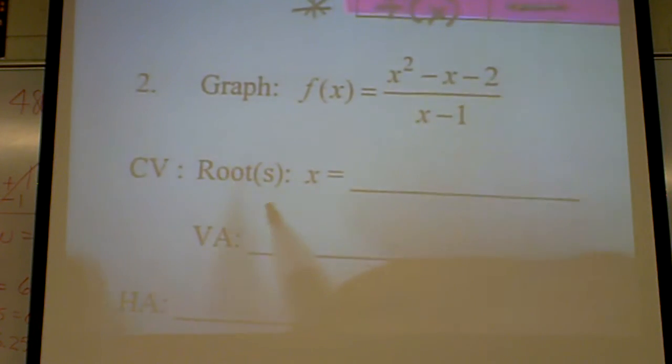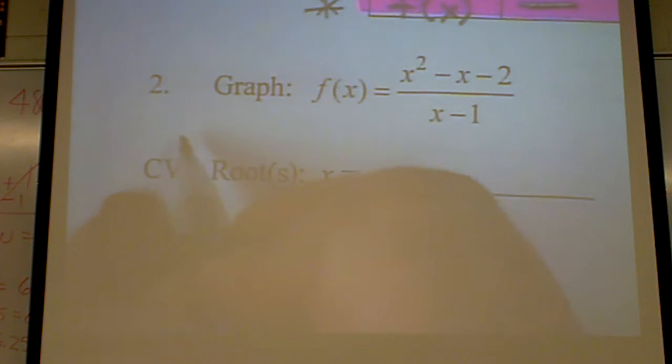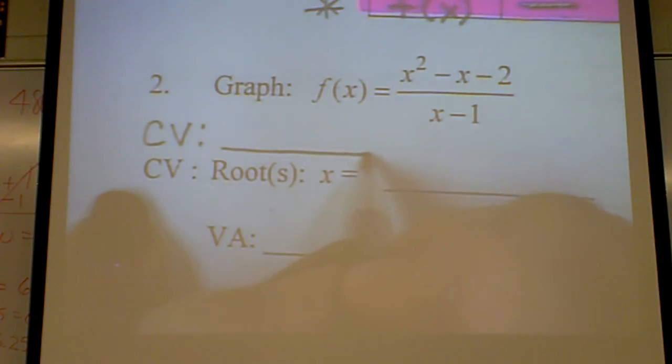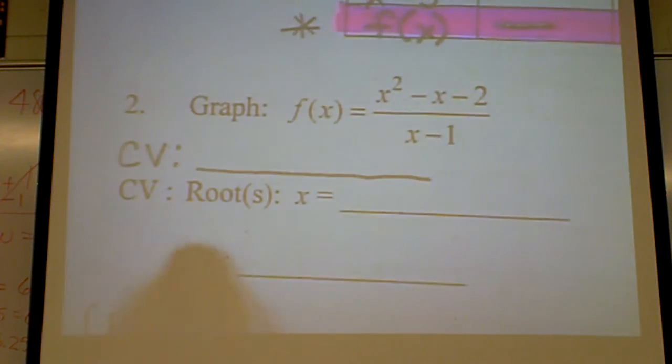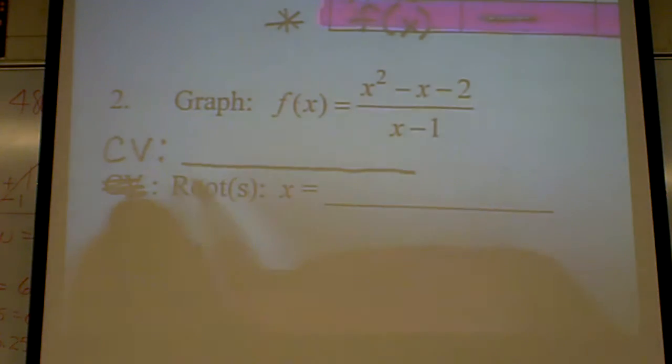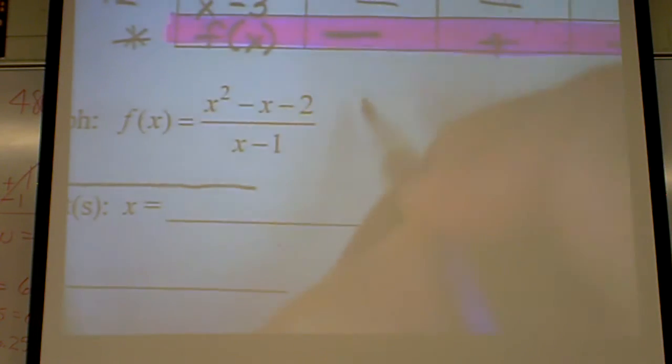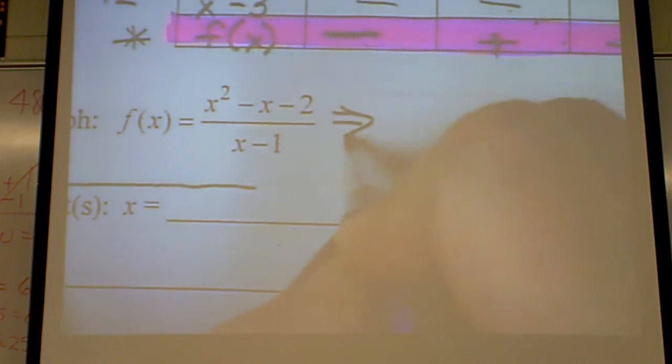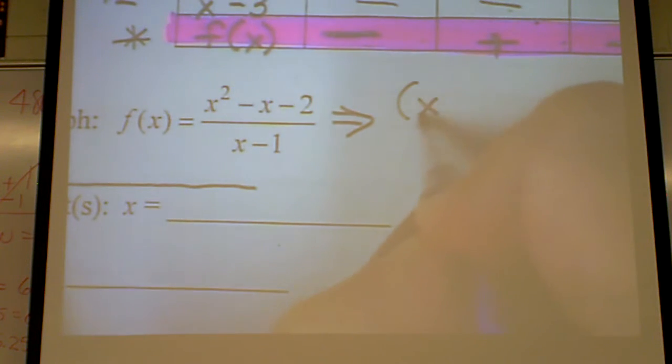All right. Can everybody see this one? No, don't cross it out. You need it. You're going to write it above. Oh, okay, cross it out here, that's fine. All right, so what are your critical values? What you're going to do is take your numerator and factor it. Do you know what you get when you factor it?